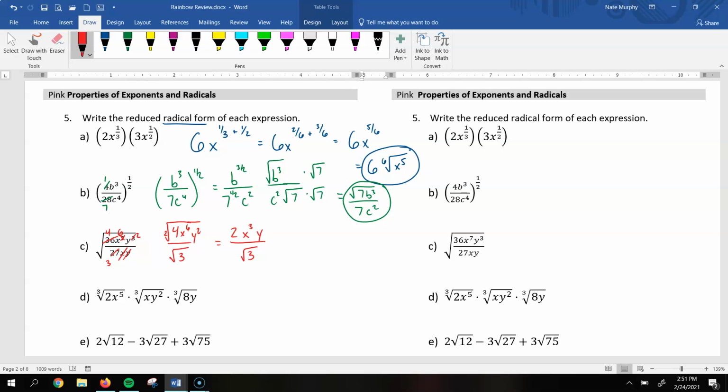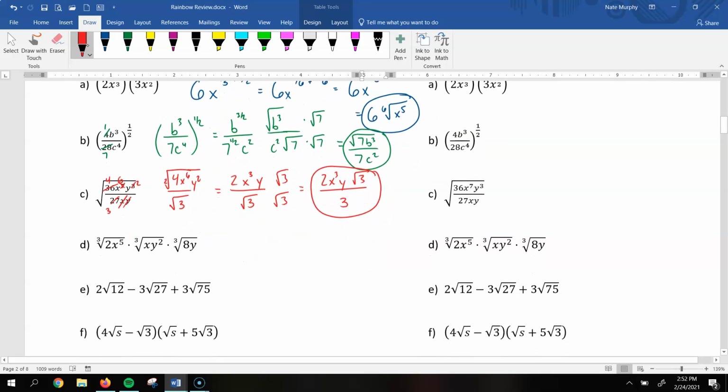So just like the previous one, you cannot leave a square root in the denominator. So I'm going to multiply the top and bottom by the square root of 3. And when you do that, we get 2x cubed y times the square root of 3 in the numerator divided by 3 in the denominator. And the fact that I simplified so much at the very beginning means that here at the end, there's nothing that I can reduce. So this would be your final answer: 2x cubed y times the square root of 3, all divided by 3.